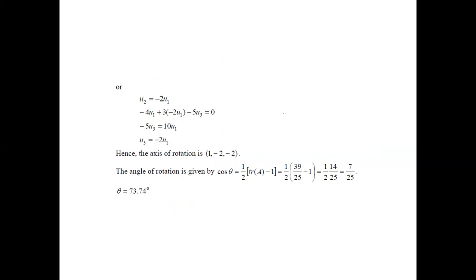So just choose u1 to be 1, and the other ones will follow accordingly. If u1 is 1, u2 will be −2u1, which is −2, and u3 also becomes −2u1, which is −2. The angle of rotation is given by cos θ = half times (trace of A minus 1). Put all that together and arrive at 7/25. It means that θ is 73.74 degrees.